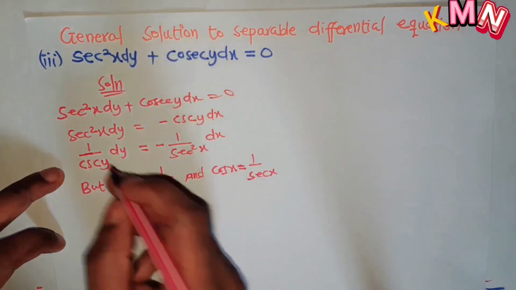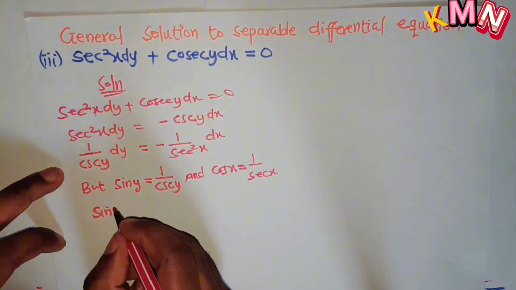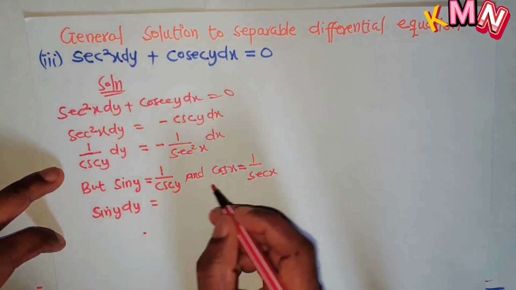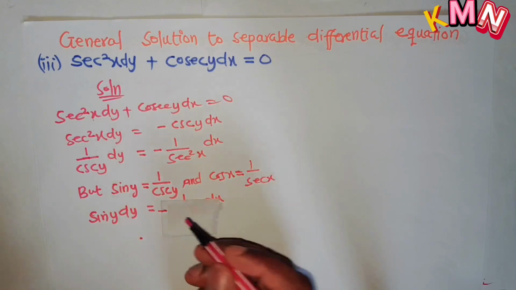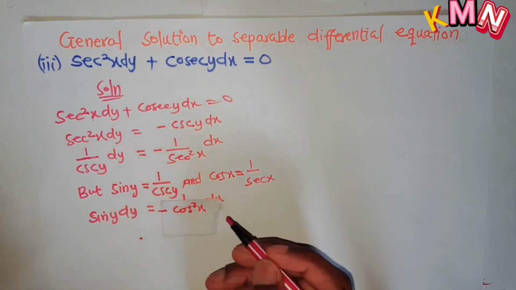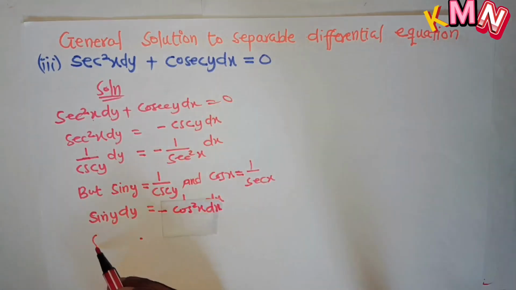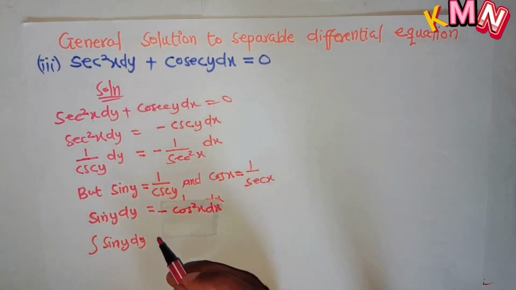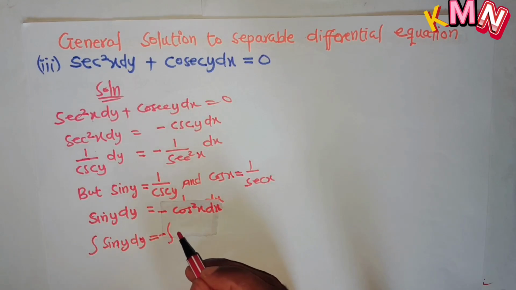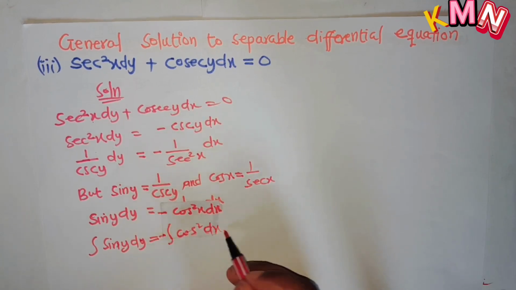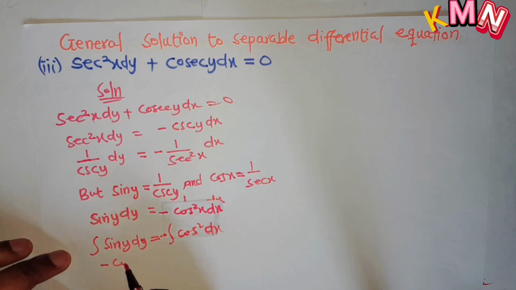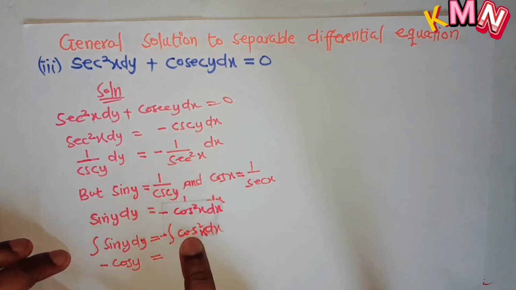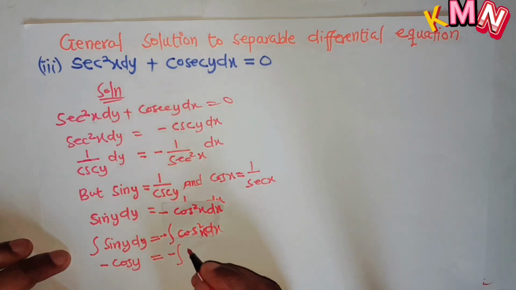So doing that, this will give us sine y dy equals, in this we are going to get negative cosine squared x dx. So integrating this, we have the integral of sine y dy equals negative integral of cos squared x dx. We get negative cosine of that function. We need to convert this to a form that we can easily integrate. So let me repeat it again.